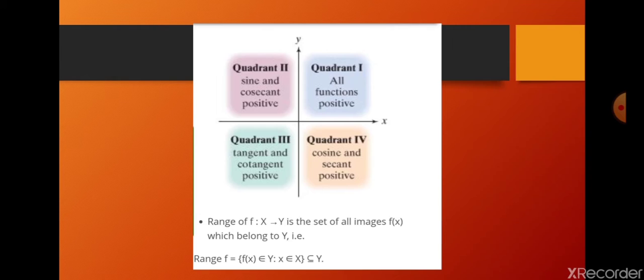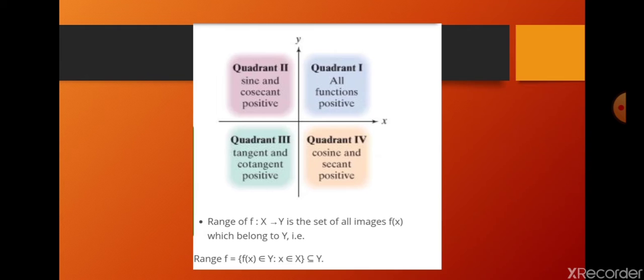In the given figure, in quadrant 1, all the functions are positive, meaning sine, cos, secant, cosecant, tangent and cotangent. All the ratios are positive. In the second quadrant, sine and cosecant are positive. Rest all ratios are negative. In quadrant 3, tangent and cotangent are positive. Rest all are negative. In quadrant 4, cosine and secant are positive.